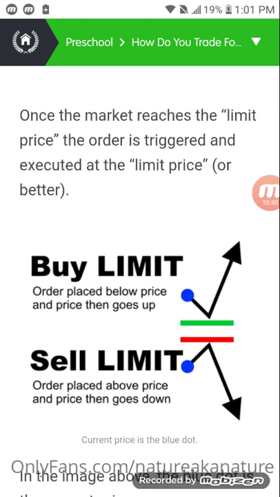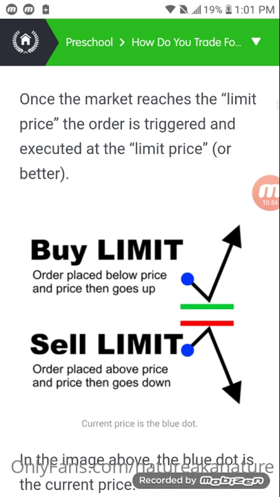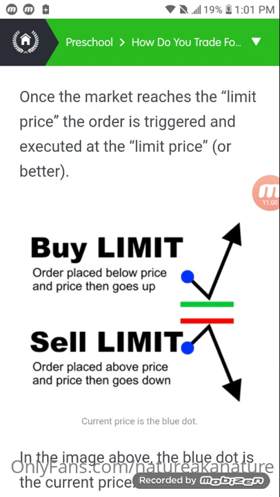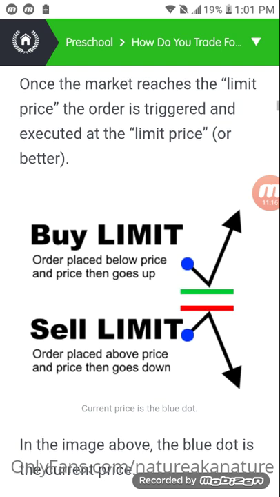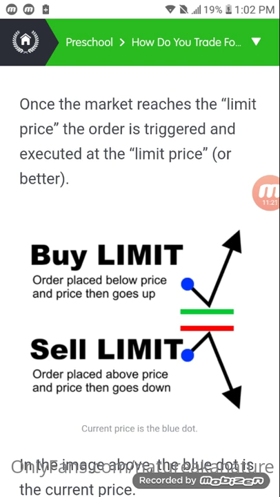For the buy limit, you will place an order below price, because you buy at the low and you sell at the top. Price will then go down, and then go back up once it hits your buy limit. Same thing for a sell limit. Instead of just placing a buy or a sell order, you can place a buy or a sell limit order.